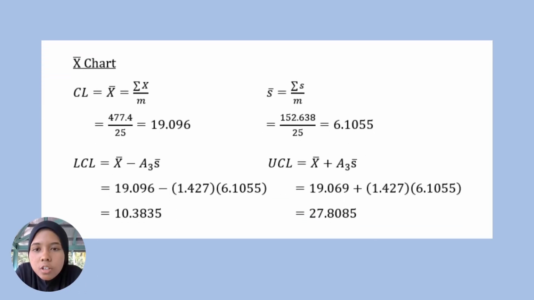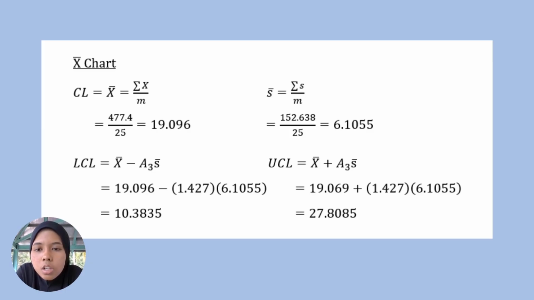For the next calculation, I would like to show the calculation for the mean and standard deviation chart. First, for the X-bar chart, the formula for the central line is the same as before, which is X-bar equals 477.4 divided by 25, and we get 19.096. For the standard deviation chart, we have to calculate S-bar, which equals summation of standard deviation over 25, and then we get 152.638 divided by 25 equals 6.1055.